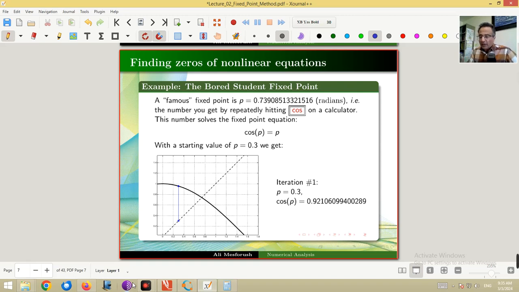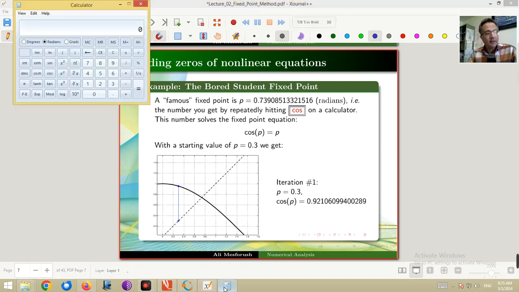Now, let me show you another example for the meaning of the fixed point. I suggest you take a calculator. I use my computer calculator. Put it on radians.